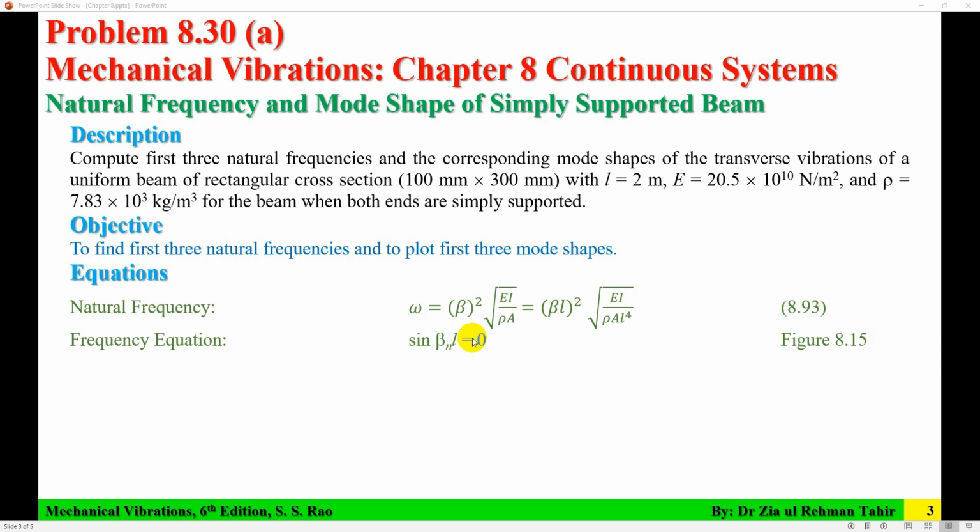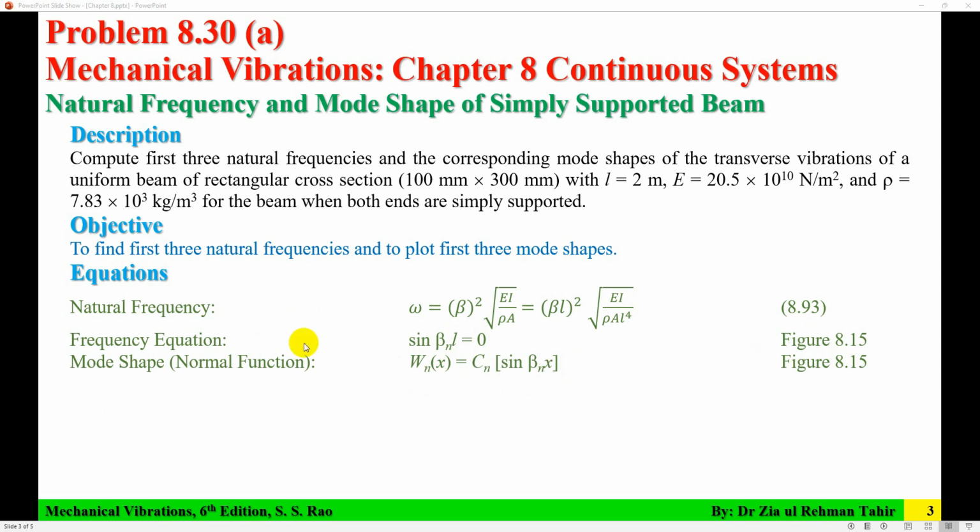This is for when both ends are simply supported, and then the mode shape or normal function is Wn(x) equal to Cn sine beta n x. So to find the mode shape, first we need to find that sine beta n x. This is also taken from figure 8.15 of chapter 8.